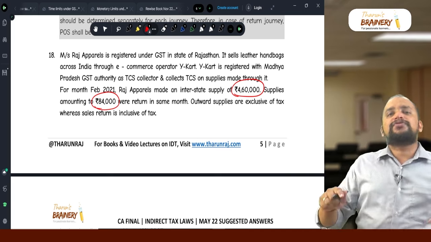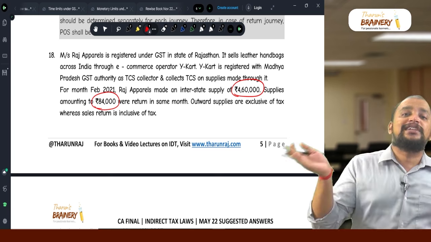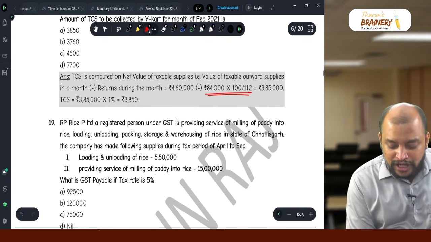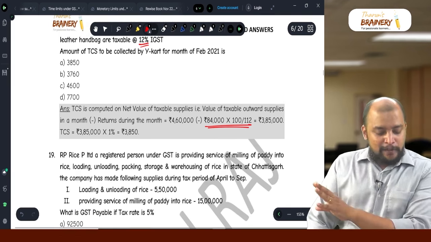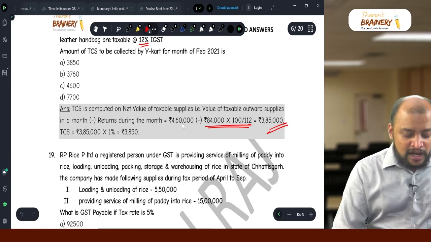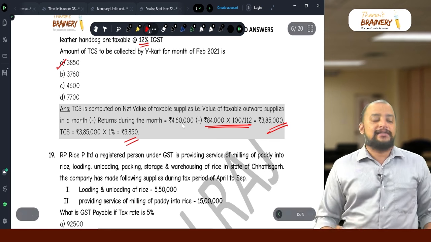But 84,000, when we reduce, we should not reduce 84,000 from 4,60,000. We need to take out the GST component from 84,000. So therefore, from 84,000, we need to take out the GST component by multiplying by 100 by 112. From 4,60,000, if you exclude that, that will be 3,85,000. On that 1% will be 3,850. So option A is taken as the answer.